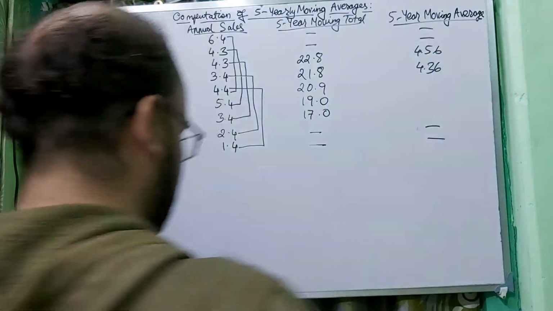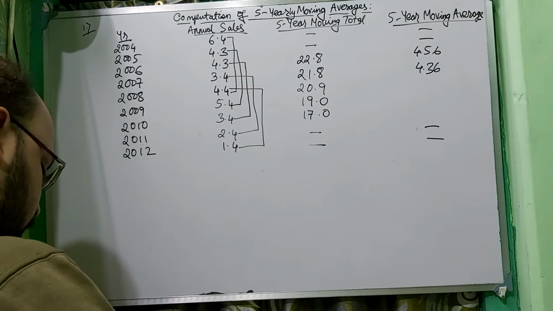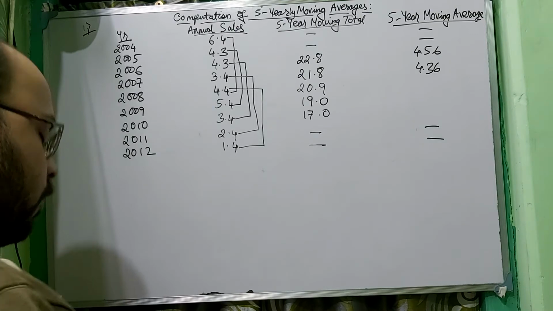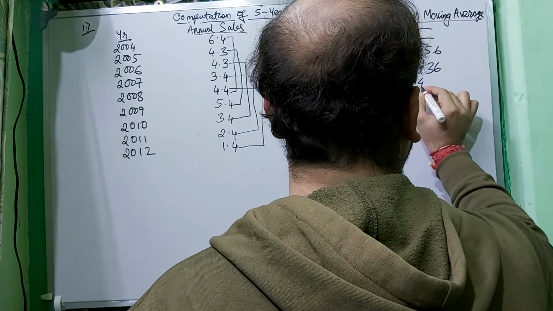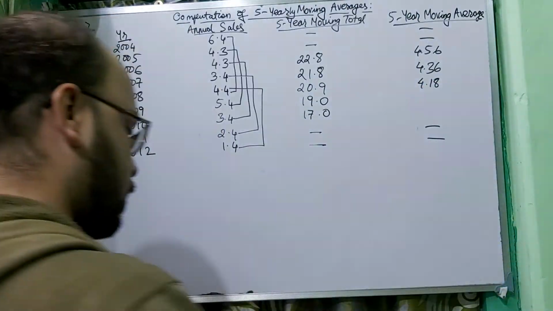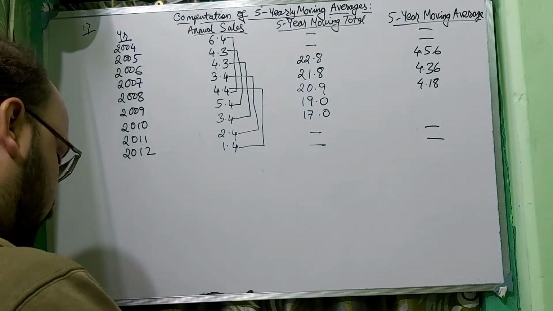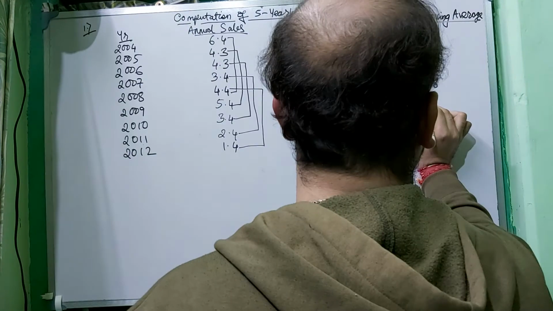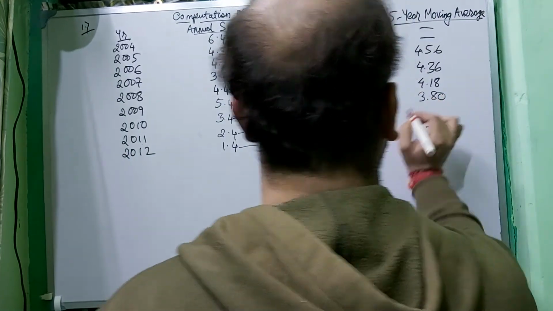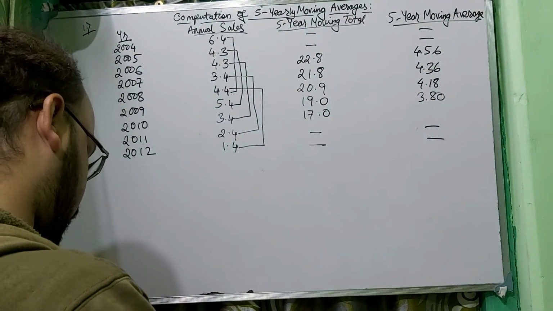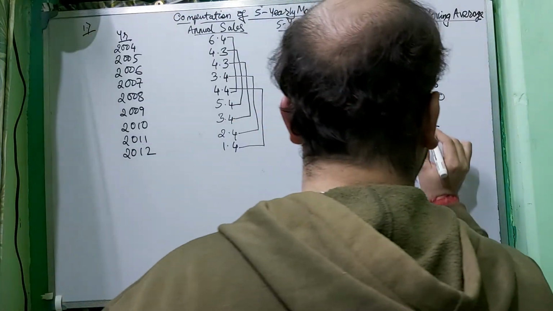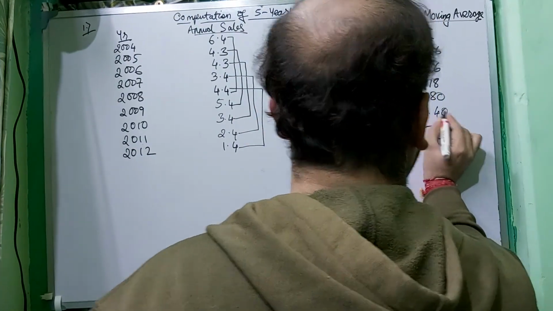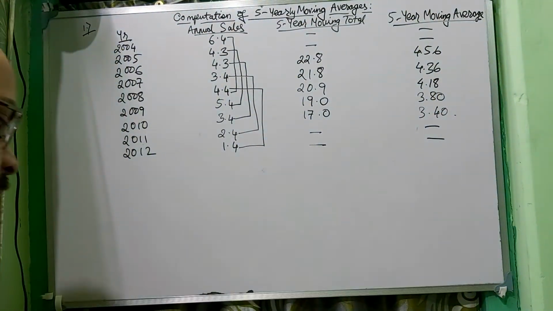4.36. 20.9 divided by 5 is 4.18. Next is 19 divided by 5, which is 3.80. And 17 divided by 5 is 3.40. This will be the answer.